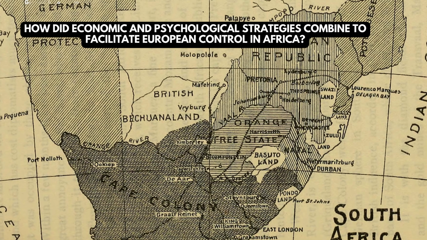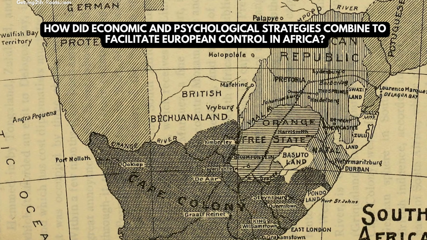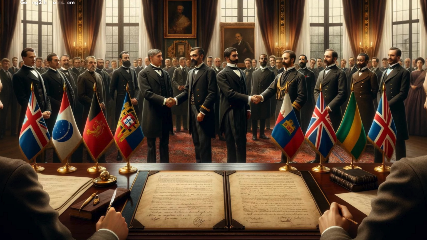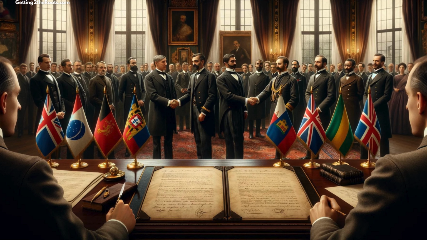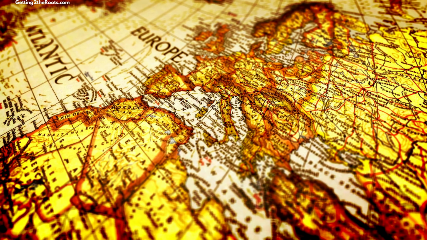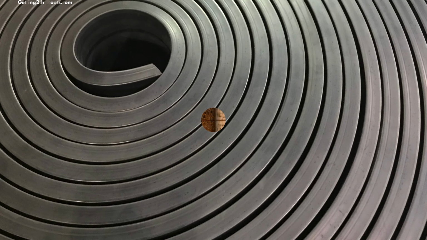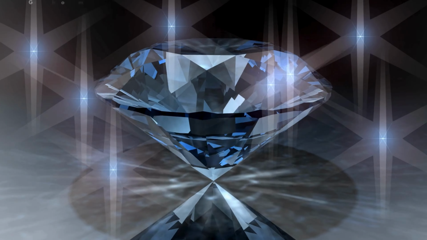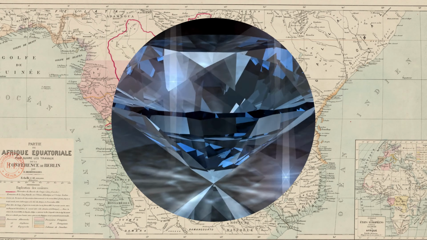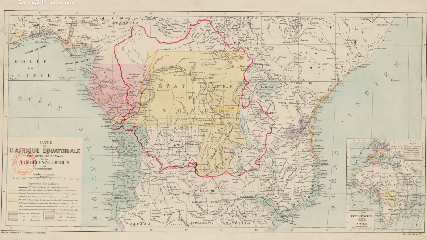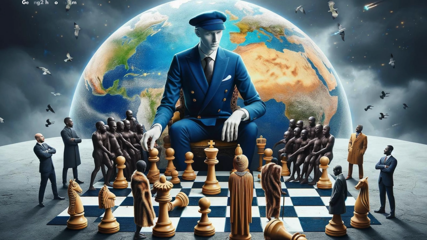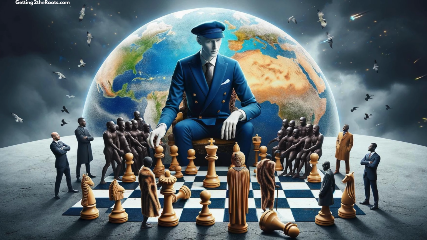How did economic and psychological strategies combine to facilitate European control in Africa? Economic interests, particularly the need for raw materials crucial to Europe's developing industries, were a major driving force behind the European push into Africa. Rubber, gold, and diamonds were among the many valuable resources found in abundance across the African continent. The insatiable European demand for these materials fueled intense competition among colonial powers to establish and control territories rich in these resources.